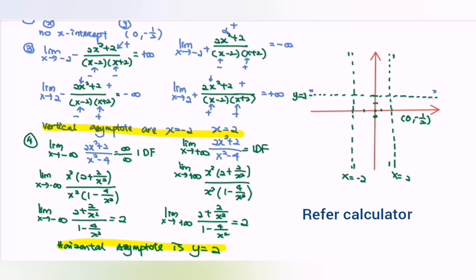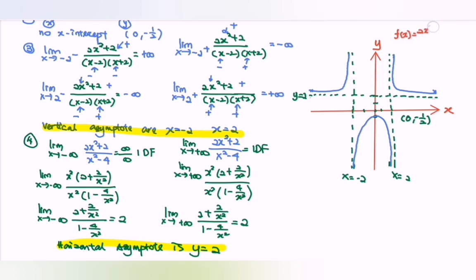So finally, our graph will be something like this. Start from this part when x is equal to negative 2. Next, we have another situation. Here will be the bottom part. And then finally, that is the graph for this situation. So do remember, stated the function, we have f(x) equals (2x squared plus 2) over (x squared minus 4). So write down the intercept, the asymptote, and the point as well.